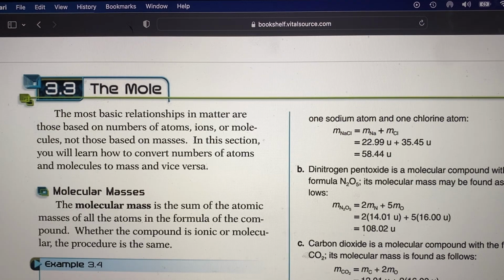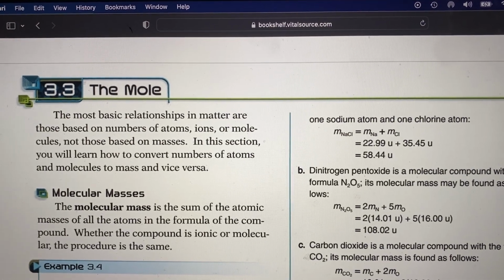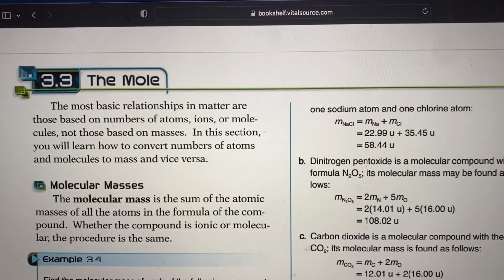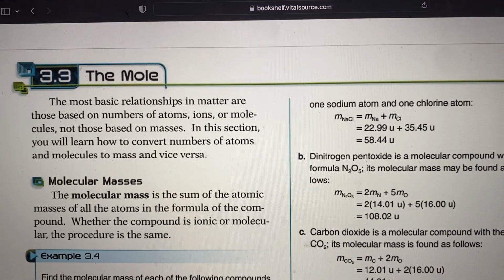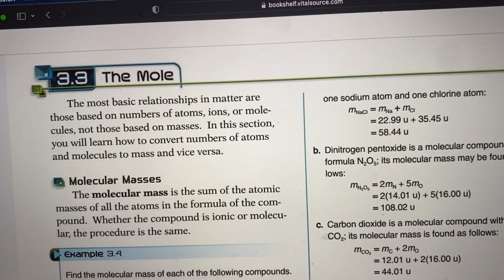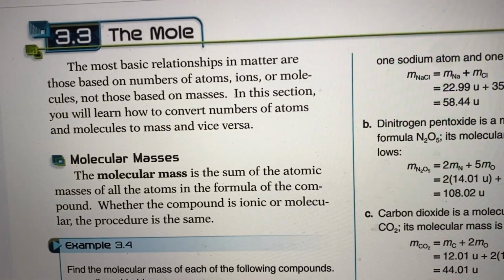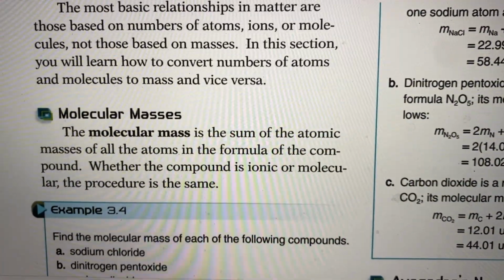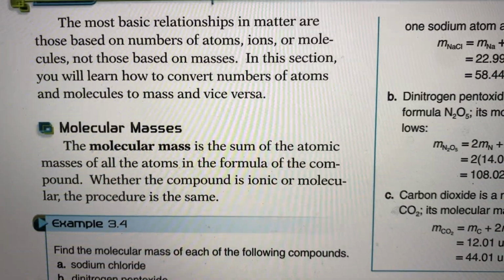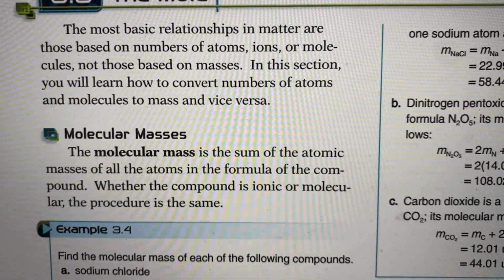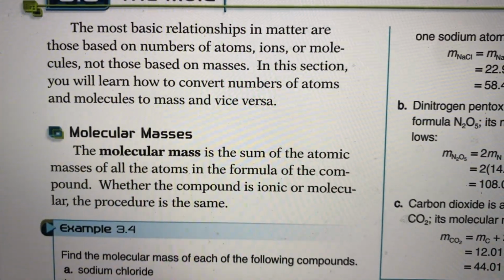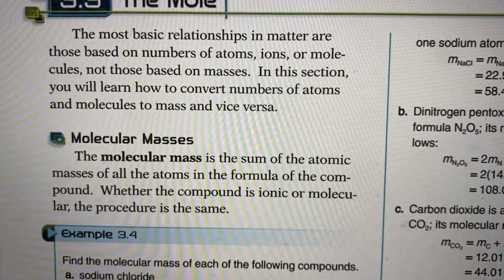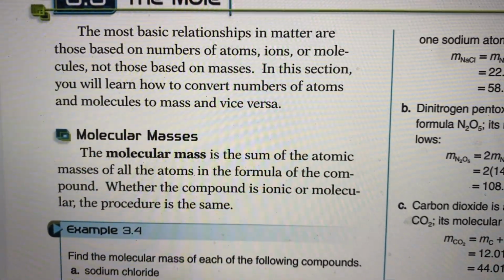mass. How to weigh it. How do we weigh atoms and molecules? Well, we're going to find out how to do that, right? To weigh it, it sounds complicated, but it's not as complicated as you think. So, the molecular mass is the sum of the atomic masses of all the atoms in a formula of a compound. Whether the compound is ionic or molecular, the procedure is the same.